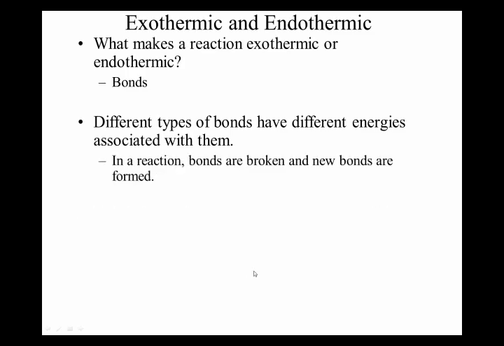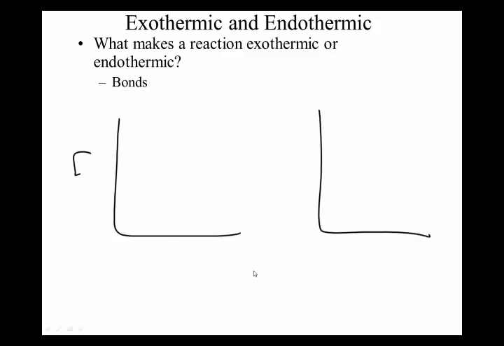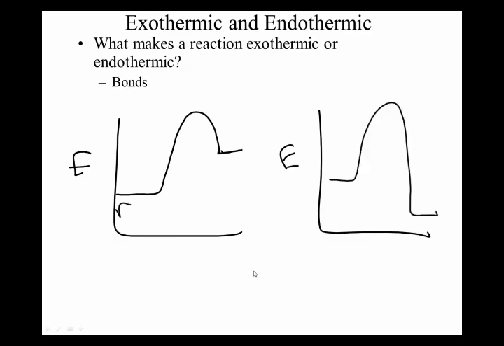So let me explain. Let's talk about this. I'm going to do two of these reaction diagrams. Energy, energy. So this is reactants, this is products, reactants, products. The activation energy is the distance from here to here, right? Activation energy is from here to here.